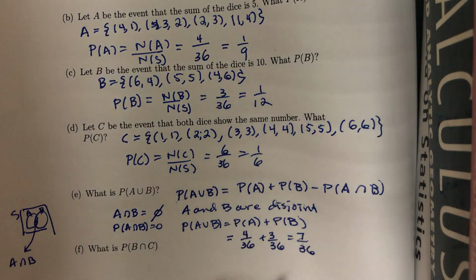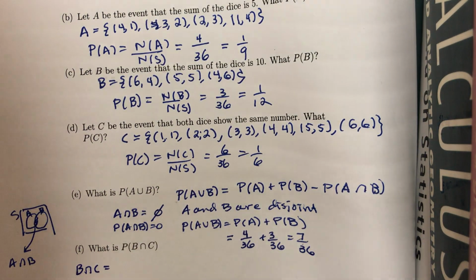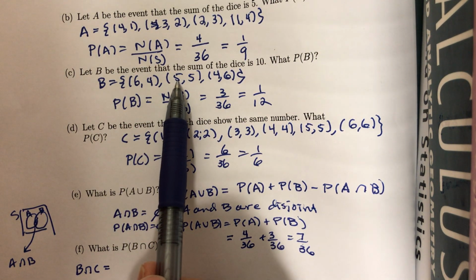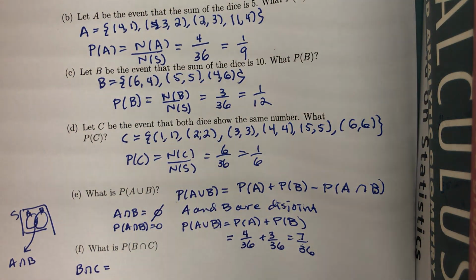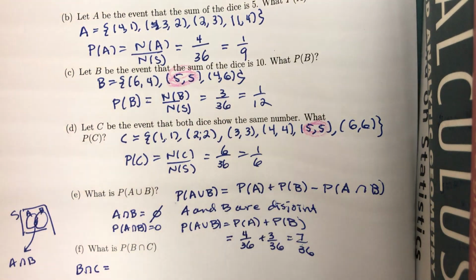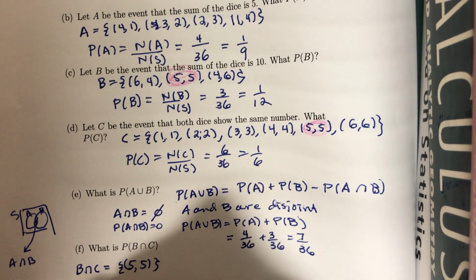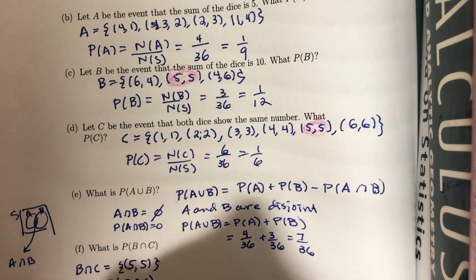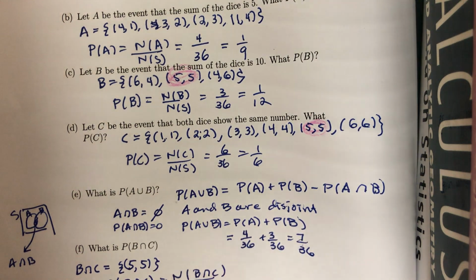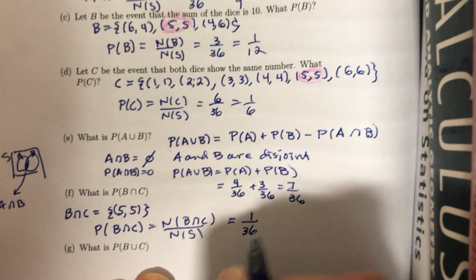How about the probability of B intersection C? B intersection C is the elements that are common to both B and C. Well, the one I see that's common to both B and C, it's in both of them. That's what and means. What's in B and C is this one element, (5,5). So the probability of B intersection C is the number of elements in B intersection C divided by the number of elements in S. And that's going to be, just because there's one element, 1 out of 36.